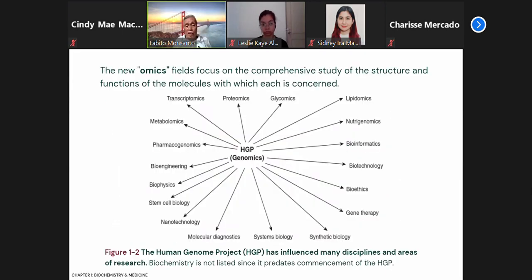Now, as a result of this Human Genome Project accomplishment, new fields of science and medicine are formed, or they just spring out. So we call them omics. So we have glycomics, proteomics, lipidomics. As you can see, all of those disciplines now come from this HGP genomics.